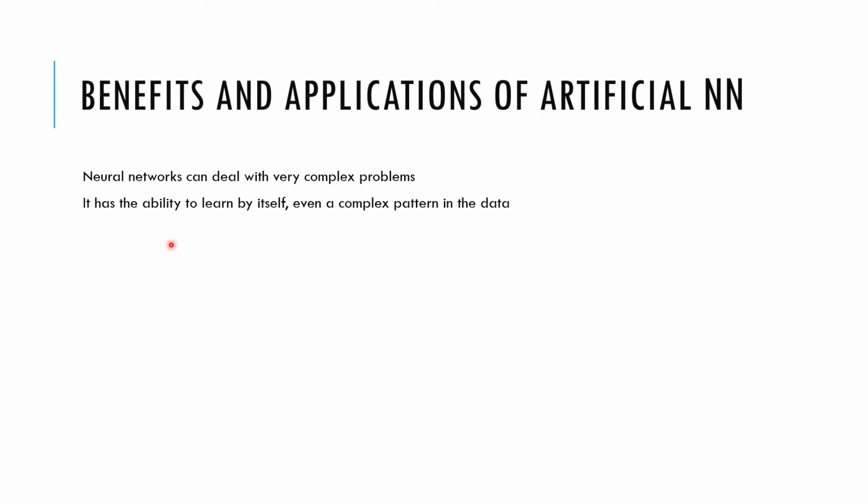It has the ability to learn by itself. Even a complex pattern in the data can be learned by a neural network. Then learning can be transferred to other problems easily. What it means is, companies like Google and other big companies train huge neural networks. The neural network we saw is very simple. There could be hundreds of hidden layers depending on the complexity of the problem.